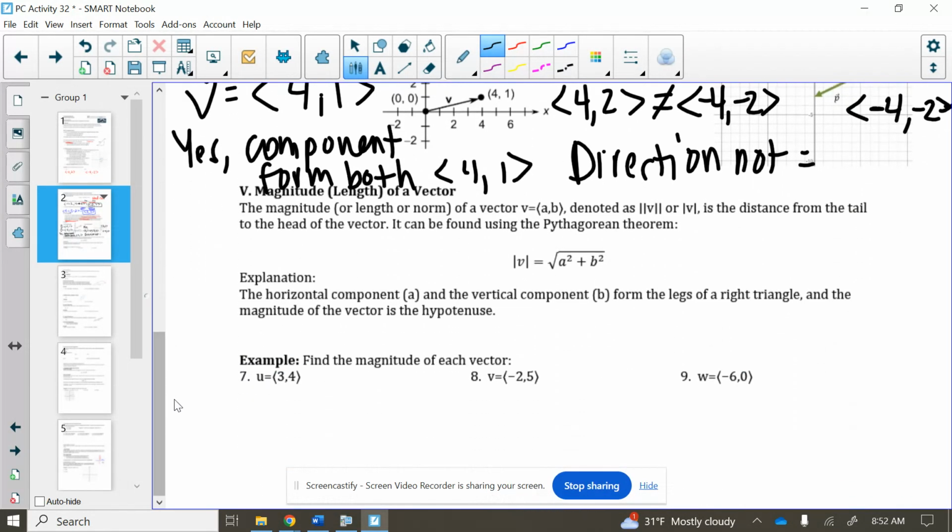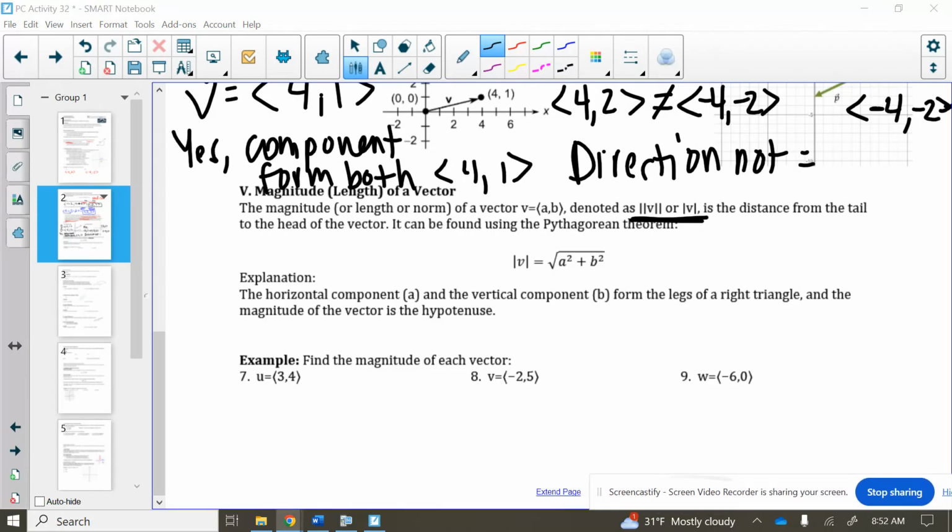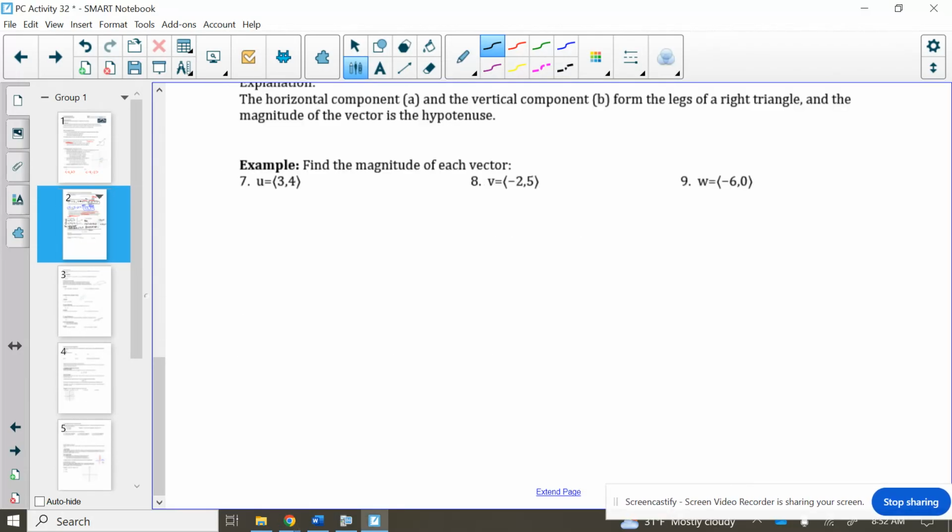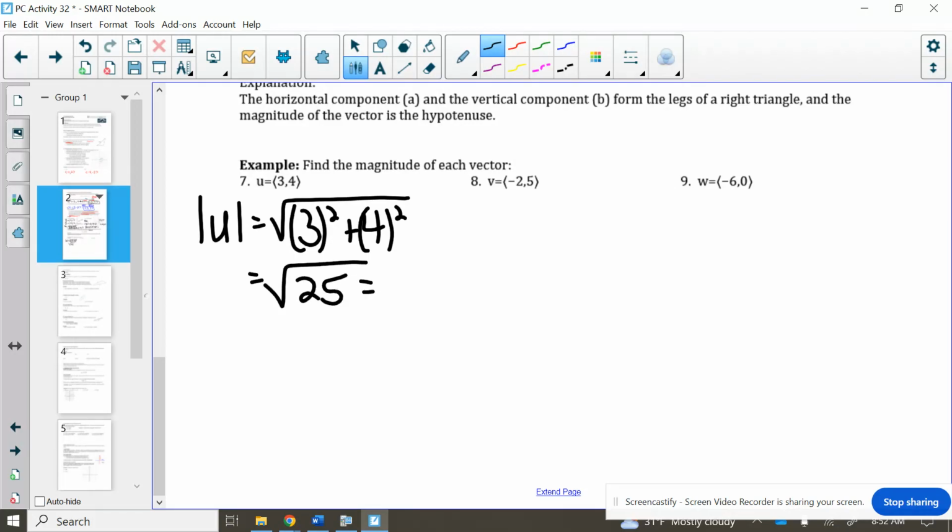All right, speaking of the length, the length of a vector is called its magnitude. Sometimes you will see that denoted either with a double bar or single bar around it. That's telling you you want the magnitude, aka the length. Essentially it is found by taking the Pythagorean theorem, or the square root of a squared plus b squared. So for the first one, if we are looking for the magnitude of vector u, we would take the square root of a squared plus b squared. So square root of 25. Our magnitude is just 5.